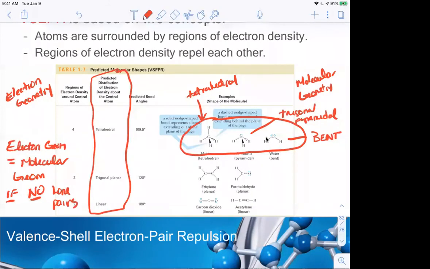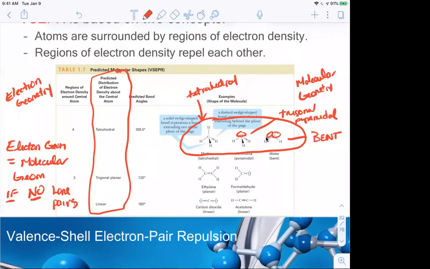If I have lone pairs, like in ammonia or in water, then the electron geometry, the number of charge clouds, actually determines the three-dimensional space, but those lone pairs aren't really counted in the actual shape of the atoms, which is considered to be the shape of the molecule.